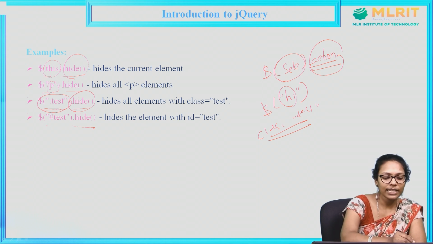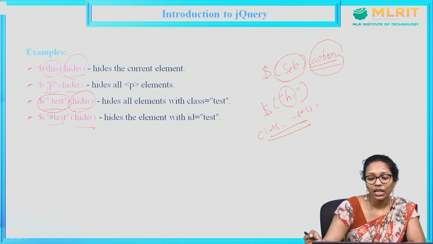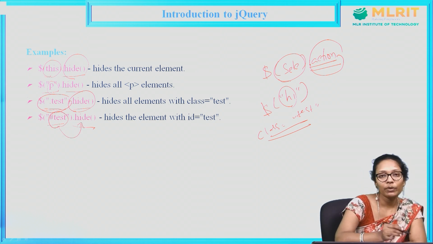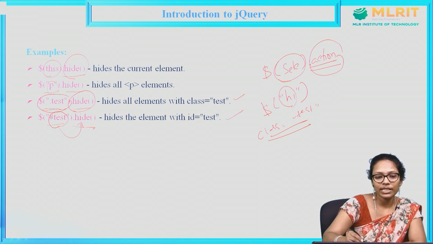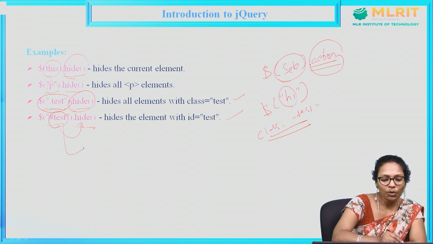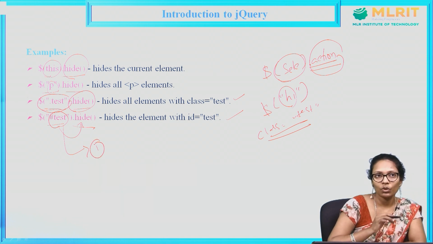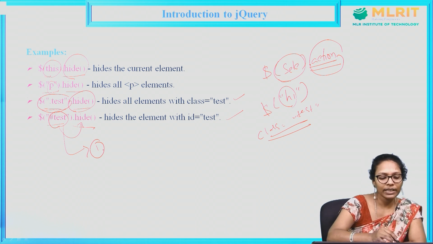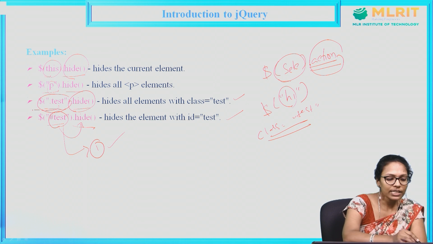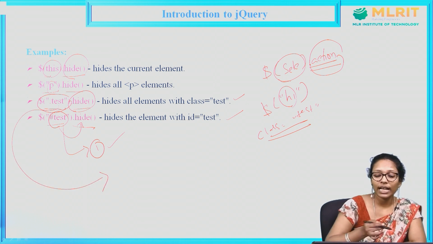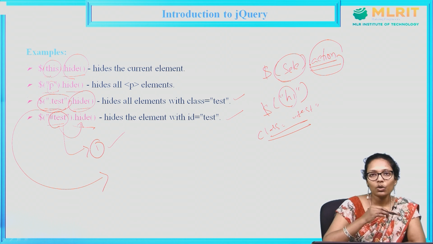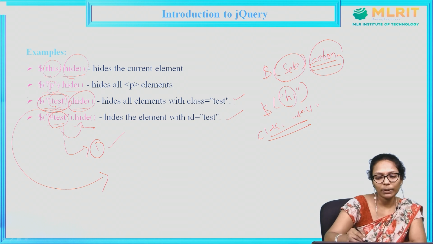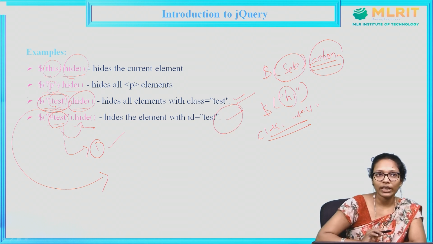In the same way, the last case is #test. Hash indicates what? ID. The element which has the ID test, that particular element will be hidden. The difference between these two is that hash indicates ID, and with an ID only one particular element will be selected. ID should be unique, so with this ID only one element will be there. Whereas with .test, test is the class name, and the class name may be common for multiple elements. The elements having the same class name test, all those elements will be hidden. So here multiple elements will be taken, and in this case only one element will be considered.